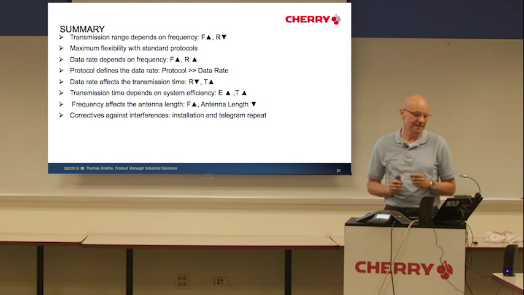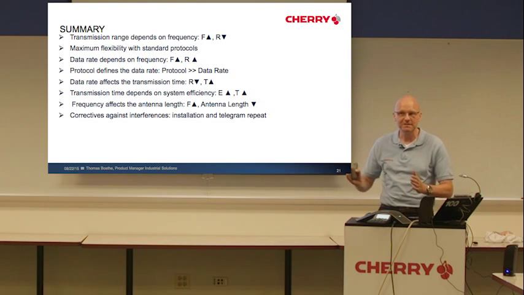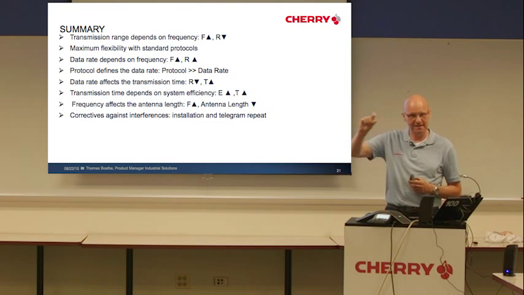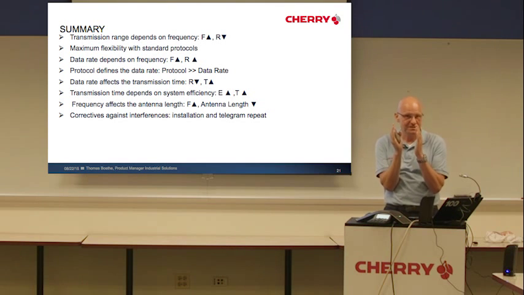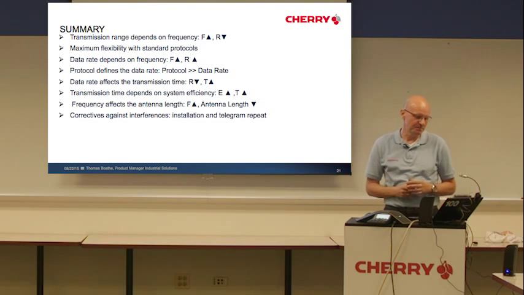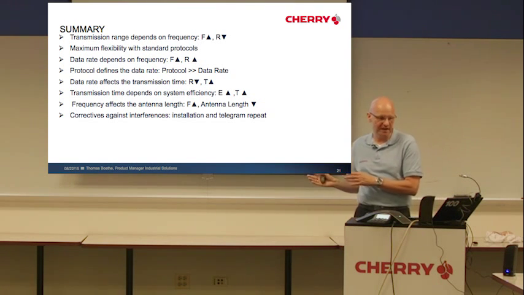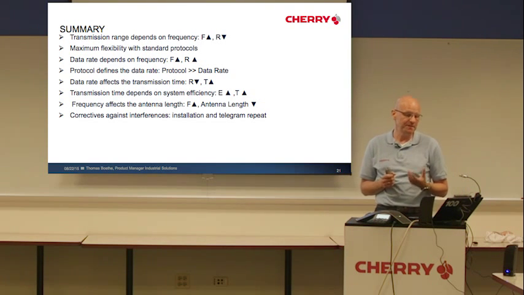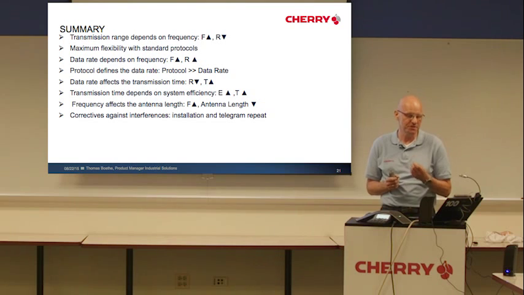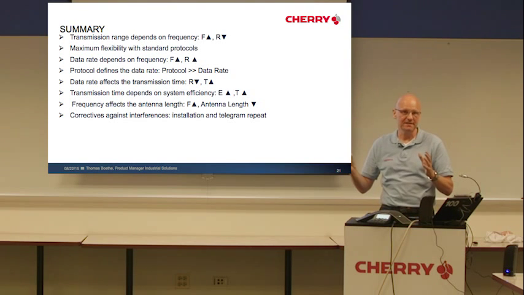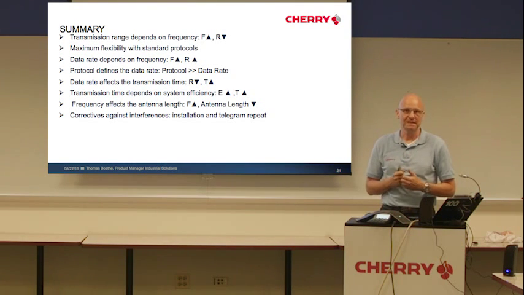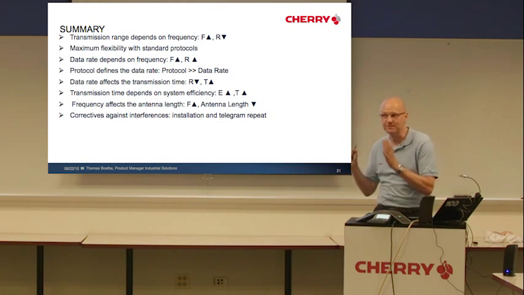And the data rate affects the transmission time. Remember, this was the diagram with a big KNX green time and the very short times of Zigbee or ZF. This means low data rate means high transmission time. And the transmission time depends on our system efficiency, because when I want to reach a high transmission rate, I need high energy. But our energy is limited by our generator. So also the transmission time is limited.